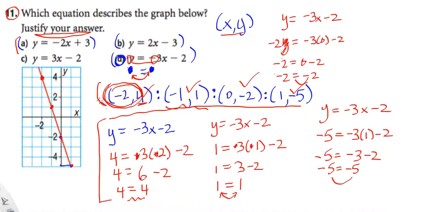We don't have time to show this, but if you were to put these numbers into these other equations, you will find that the numbers on this side will not equal the numbers on this side. So you know that this one and this one are not describing this line. Only this one, because you have numbers that are equal on both sides.